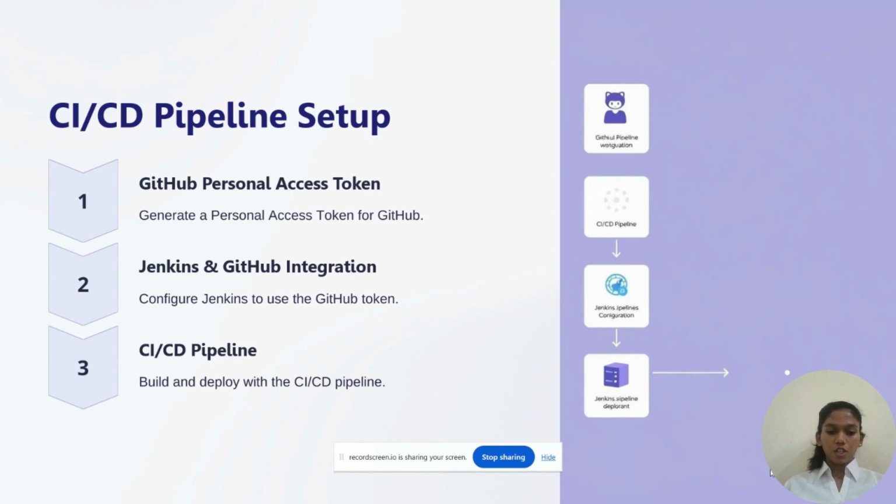Jenkins and GitHub integration allows Jenkins to pull code from a GitHub repository, trigger builds automatically on code changes, and deploy applications seamlessly. This is crucial for CI CD, continuous integration, and continuous deployment workflows. Third is building a CI CD pipeline. A CI CD, continuous integration and continuous deployment pipeline, automates the process of integrating code, running tests, and deploying applications. So, let's get started.